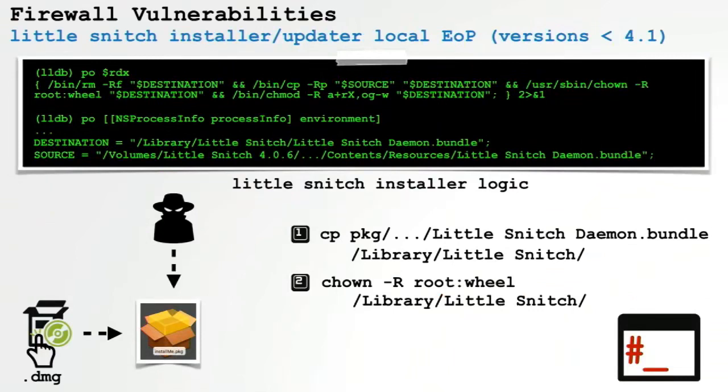Another issue I found also in Little Snitch when I was working on these slides affects its installer or updater component. Basically, it would not validate that the new firewall components it was installing had not been tampered with. So what a local unprivileged attacker could do is modify these components, and then the privileged firewall installer would naively use these infected or modified components and execute them as root, basically giving, again, a local unprivileged attacker root privileges.